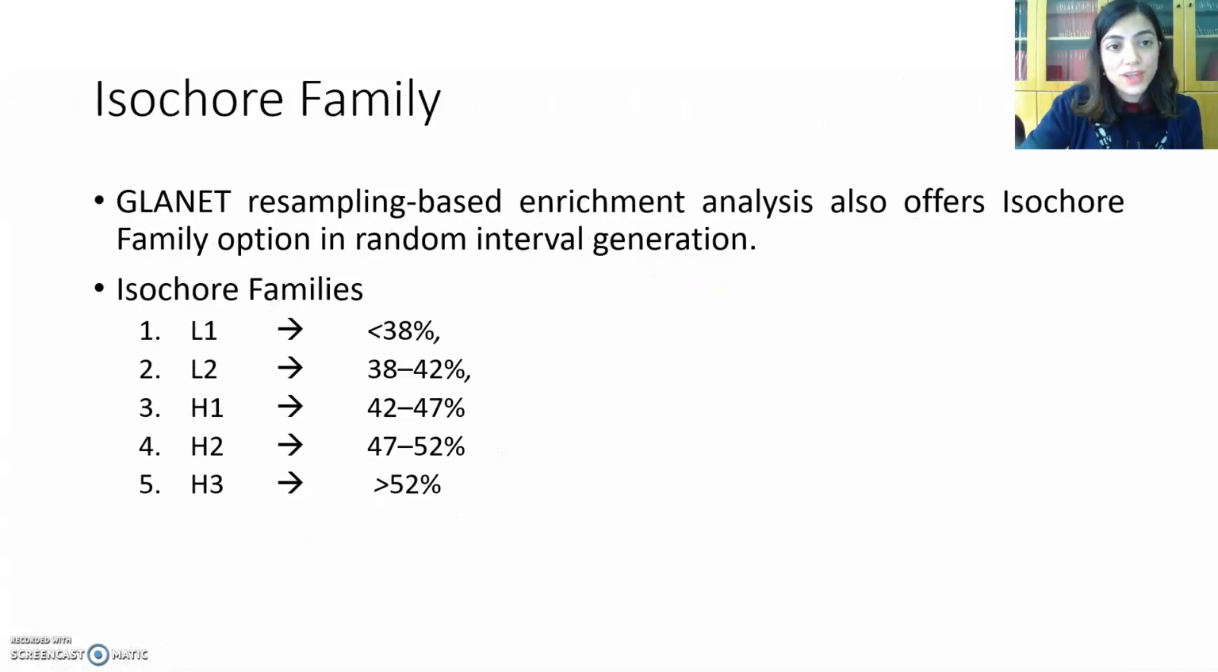We can also match the isochore family of the given interval. The idea is as follows. The human genome is divided into 5 regions with respect to their GC content composition, and they are named as L1, L2, H1, H2, and H3 with increasing GC levels.